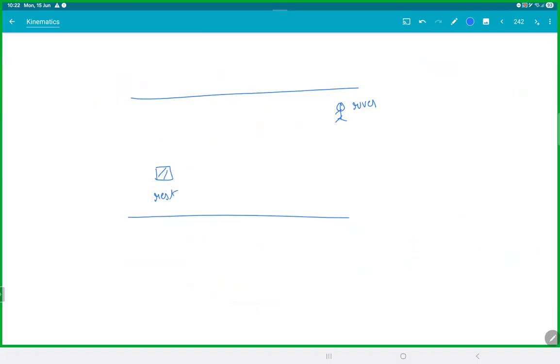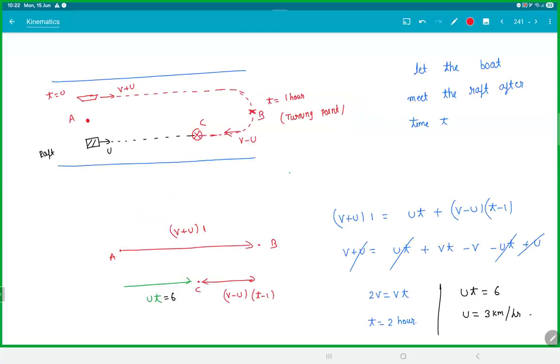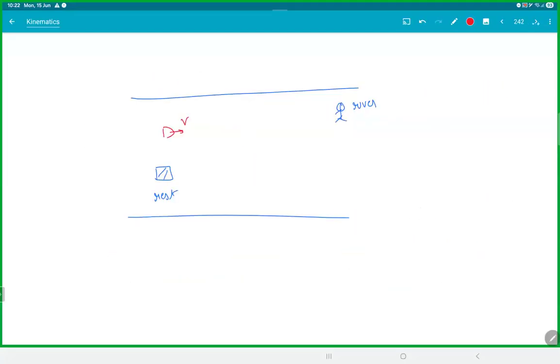Agreed? Because the raft is also going with the river. So if you're standing on the river, you think the raft is at rest. And what will you think about the boat? You will think the boat is going with V only, because V is the velocity in still water, because the water came to rest. Meaning this boat traveled for 1 hour down. Now, because everything is at rest, to come back, it should take again 1 hour back, isn't it?